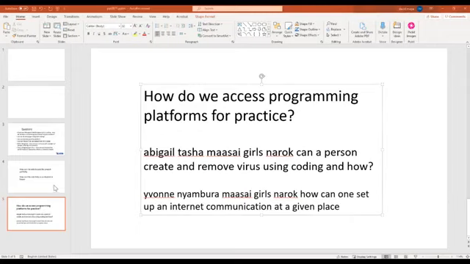Abigail asks, can a person create and remove a virus using coding, and how? Viruses are created with coding because they are software, so they are actually created with code, and therefore it is possible to remove them because as a coder you can decode them. Yes. How? You need to learn. We'll teach you if you want to learn.